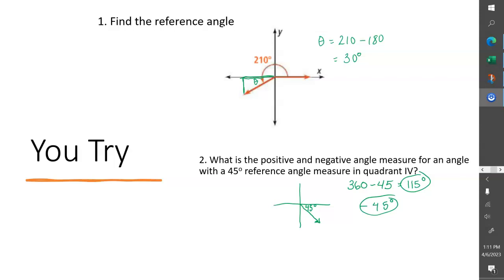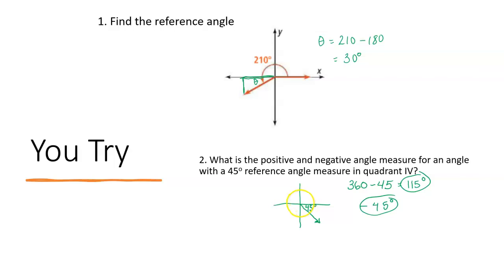And then the second one asked us to draw an angle that has a reference angle in the fourth quadrant of 45. And so that means that one measure of that angle would be 115 degrees if I go forwards, and the other measure would be negative 45 degrees if I go backwards. Okay, that's the first part of this lesson about the unit circle.